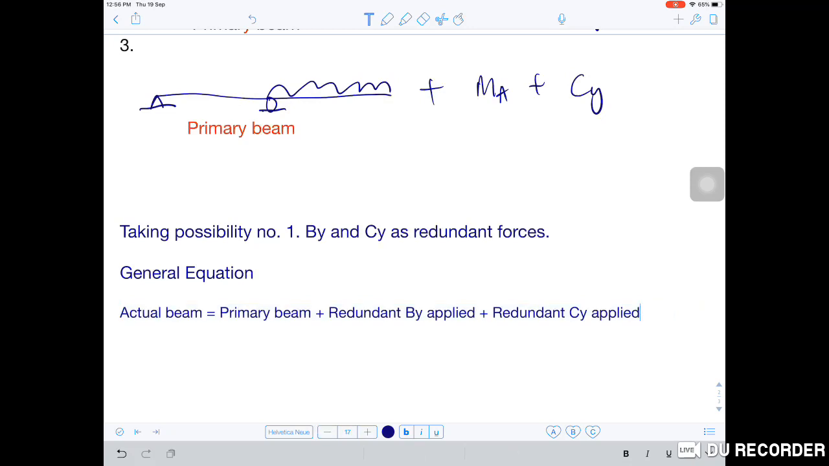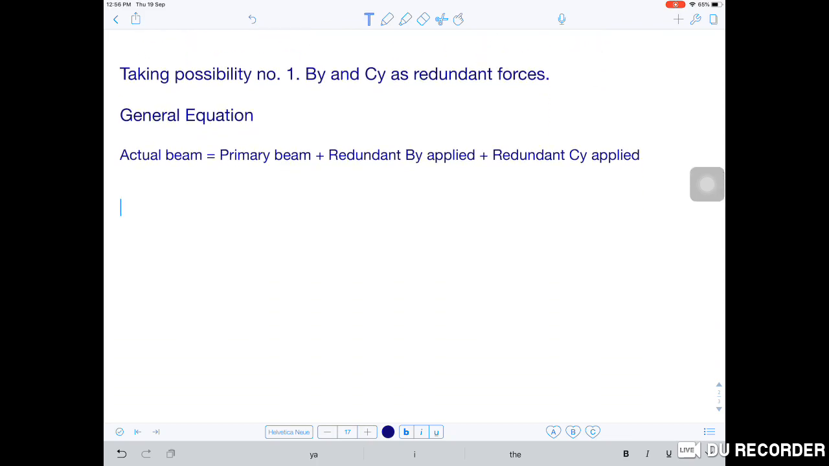Okay, we will derive the compatibility equation based on this general equation. Then the general equation is based on the principle of superposition. It is actual beam equal to primary beam plus redundant By applied plus redundant Cy applied. After removing By and Cy applied, the beam becomes a cantilever beam subjected to UDL.